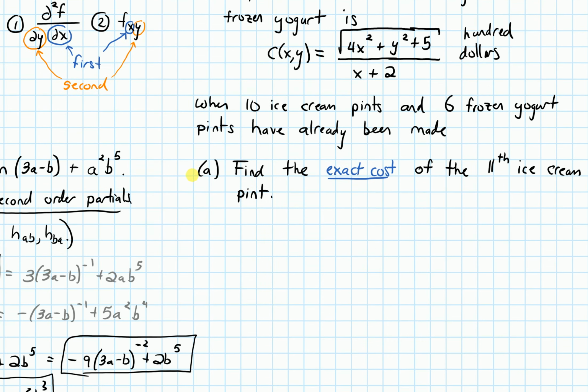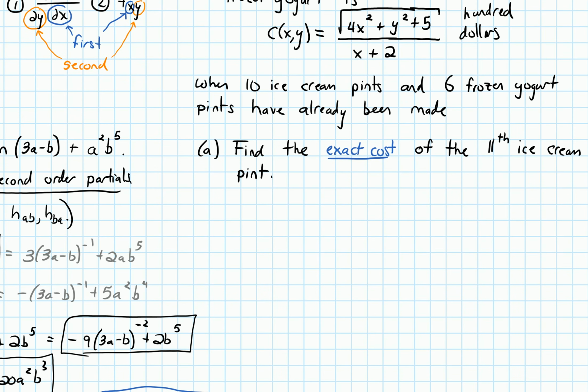All right, so when this question asks for the exact cost of just the 11th ice cream pint, it means that 10 have already been made. So to get the exact cost of the 11th ice cream pint, we need to know how much 11 ice cream pints, given that we have already made 6 frozen yogurt pints, would cost, and how much 10 ice cream pints with 6 frozen yogurt pints would cost, and just subtract the difference. Okay, so I need to plug in 11 for ice cream, and frozen yogurt has to stay at 6 because that's the level that we're at.